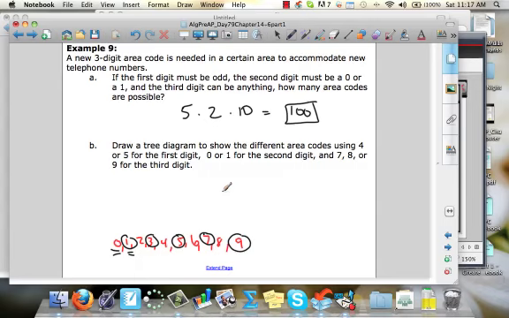Now we're going to draw a tree diagram to show the different area codes using 4 or 5 for the first digit. So I've got 4 or 5 for the first digit, 0 or 1 for the second digit, and 7, 8, or 9 for the third digit. So for the third digit, I've got 3 choices.